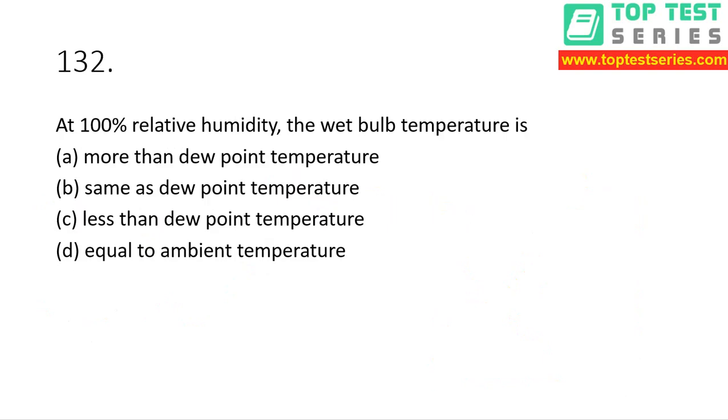Question number 132. 22 we have all done. At 100% relative humidity, the vapor temperature is more than dew point temperature, same as dew point temperature, less than dew point temperature, equal to ambient temperature. My dear, whenever it is at 100% relative humidity, let's draw the psychrometric chart.